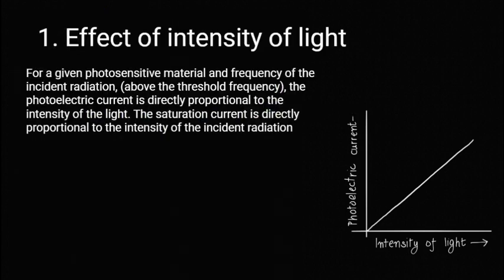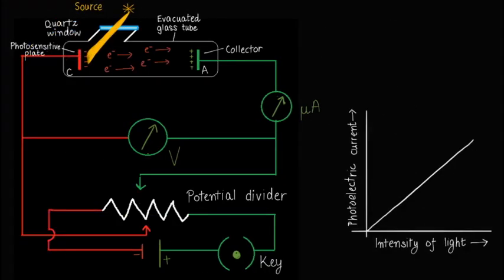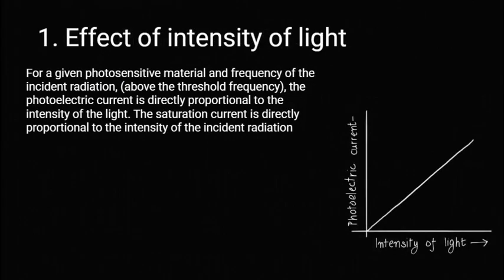So you can write your first observation: for a given photosensitive material, and the frequency of the incident radiation above the threshold frequency. This term I will explain to you later. For now, just consider threshold as some value of frequency. The incident radiation should have a frequency greater than your threshold frequency, fine. So coming back, above the threshold frequency, the photoelectric current is directly proportional to the intensity of the light.